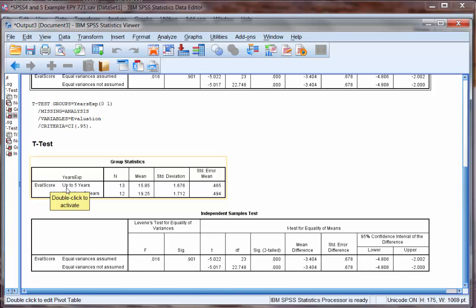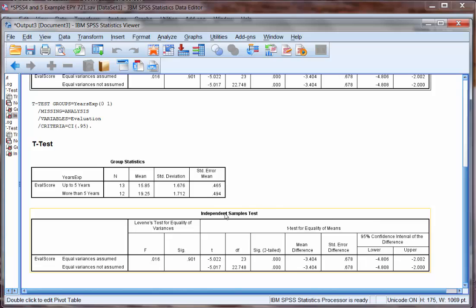Then I've got a group where the teachers have up to 5 years of experience, 5 years or less. And there are 13 people in that group. Their mean score on the evaluation is 15.85, and their standard deviation is 1.676. In my other group, which is the teachers with more than 5 years of experience, there are 12 of them. Their mean is 19.25, and their standard deviation is 1.712. So that's my information about those two groups.